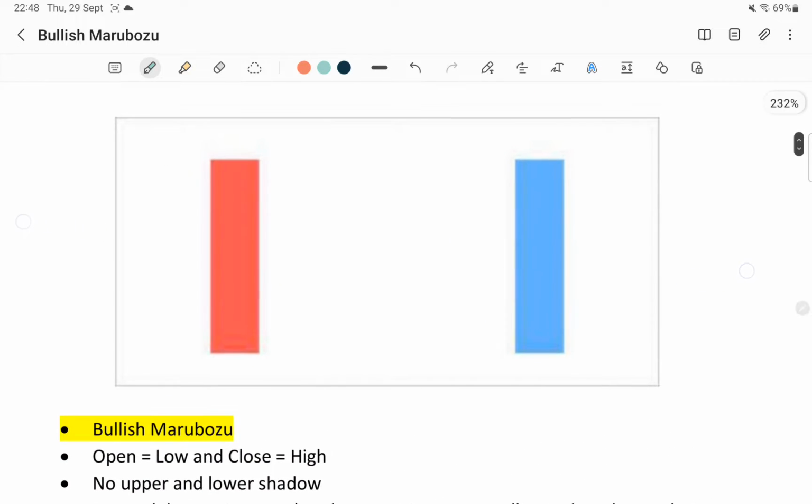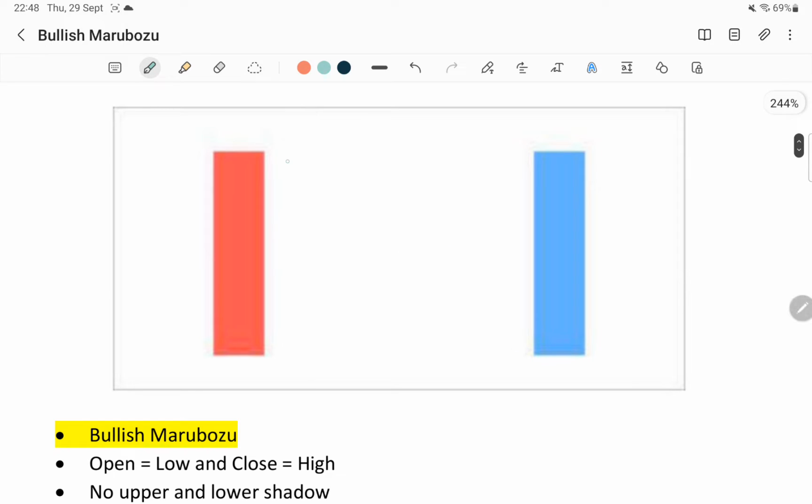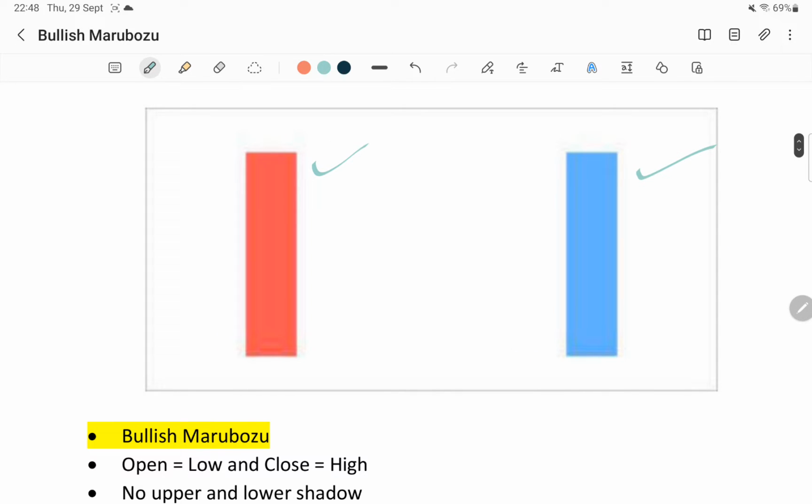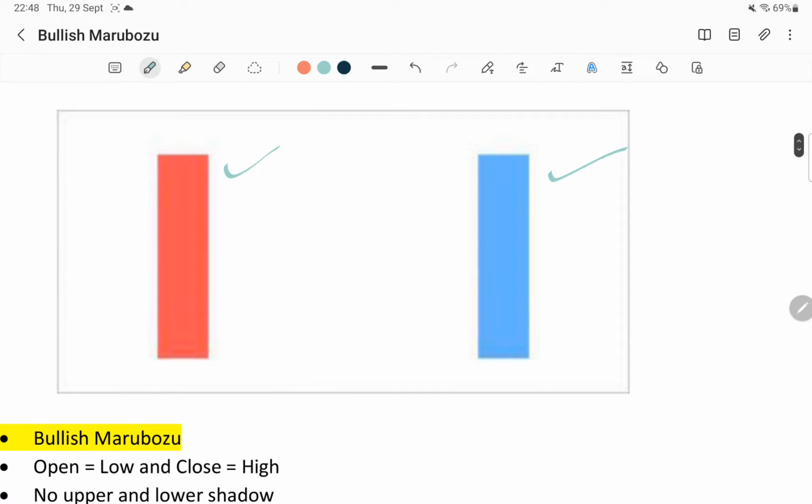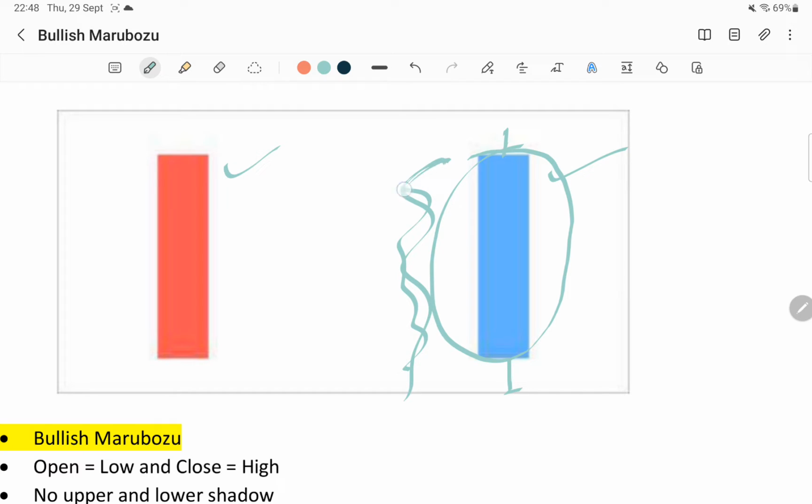If you see this particular chart, this is a red chart and this is a green chart. In both cases you can clearly see the entire chart consists of only the body part. There is no upper shadow and no lower shadow. And the second thing is that the chart size is quite big. So if the chart looks like this, with no upper shadow, no lower shadow, and a quite big body, you can assume this chart is called a Marubozu chart.